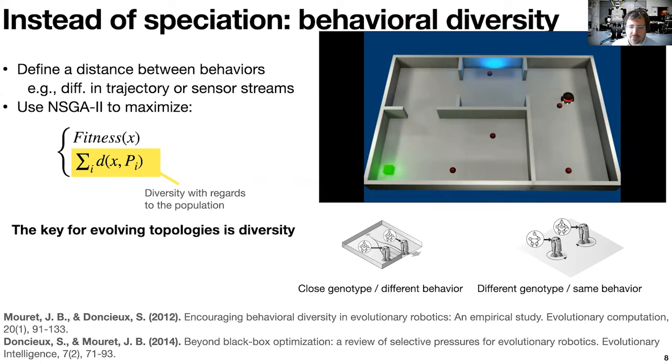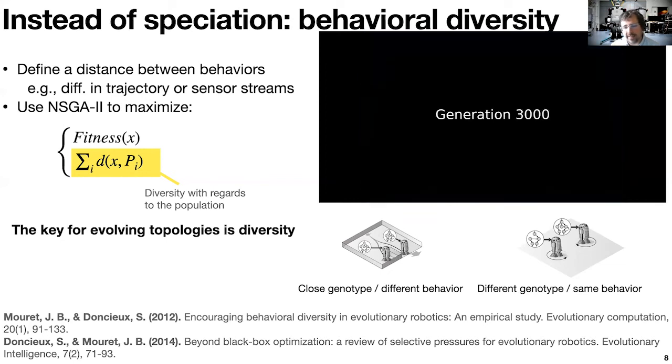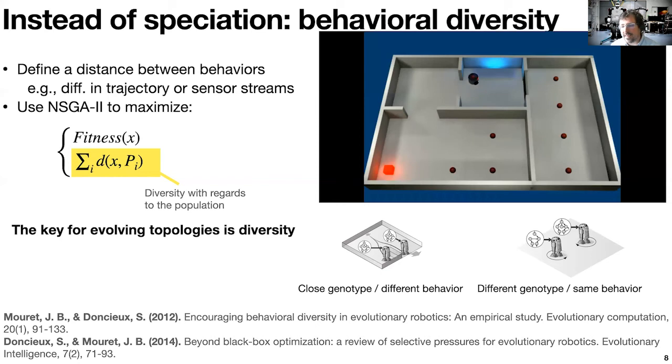So for instance, on the bottom right, you see an example in which you can have two genotypes that are almost the same, but the robot behaves differently, like it turns left or right, it takes a different corridor. But at the same time, you can have many, many neural networks that have exactly the same behavior, like the robot turns on itself, it spins or something like this. They all behave the same, so they're not really exploring. So what matters at the end is the exploration in behavior space.